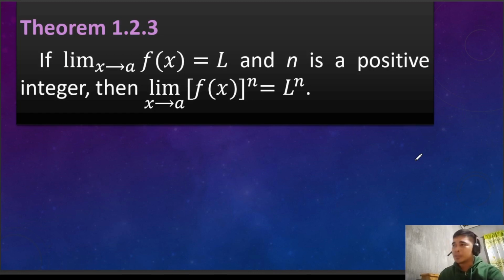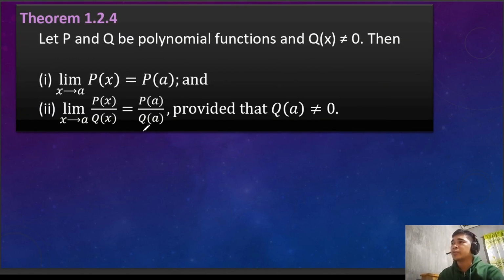So another theorem, 1.2.3. Take note, if the limit of f of x as x approaches a equals L and n, the exponent, is a positive integer. Take note, positive integer. So it is very important to remember the given conditions. Then the limit of the n power of f of x as x approaches a is equal to L to the n power. So we have the exponent. We have theorem 1.2.4. Let p and q be polynomial functions and q of x must not equal 0.